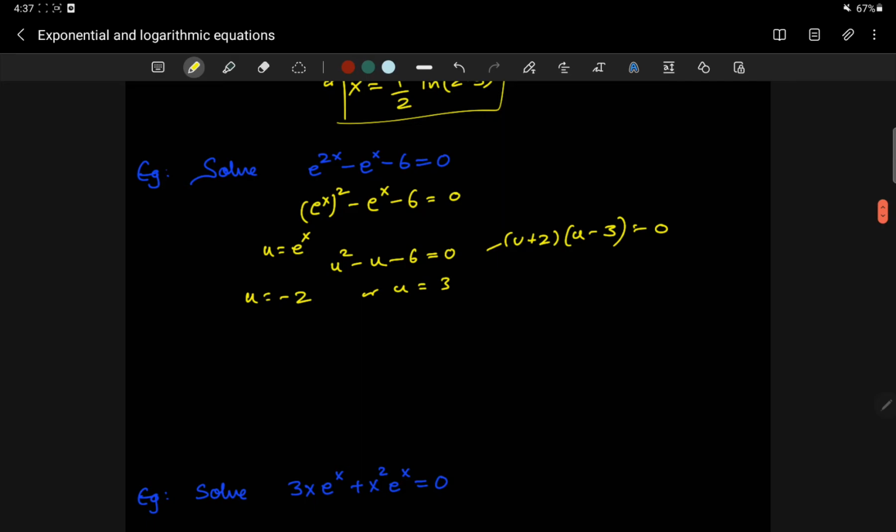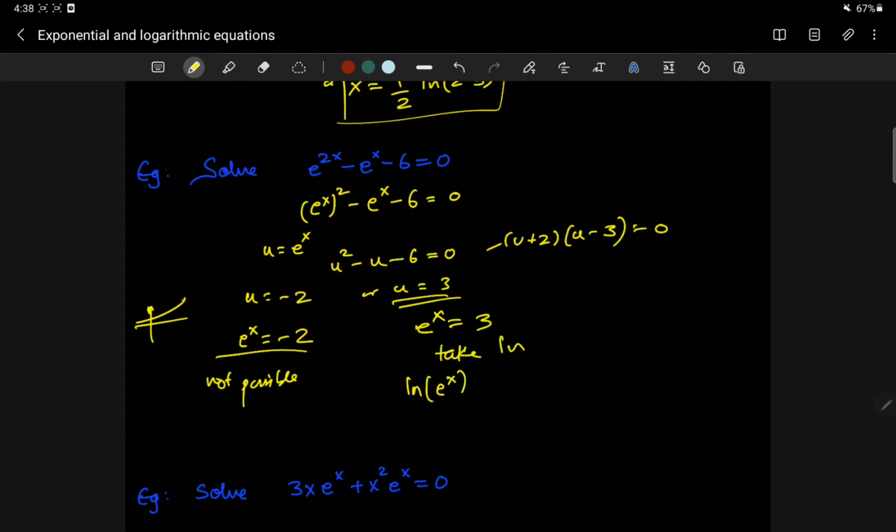Now, what is u in terms of x? In terms of x, u is e to the x. So e to the x equals negative 2 is not possible, right? If you recall the graph of the exponential function, what does it look like? Like that. It's never negative. It can be as close to 0 as you want, not 0, but also never negative. The other one, e to the x equals 3, will give me a solution, because it is positive. So I take the natural log, so this becomes natural log of e to the x is ln of 3, giving me x equals ln of 3.